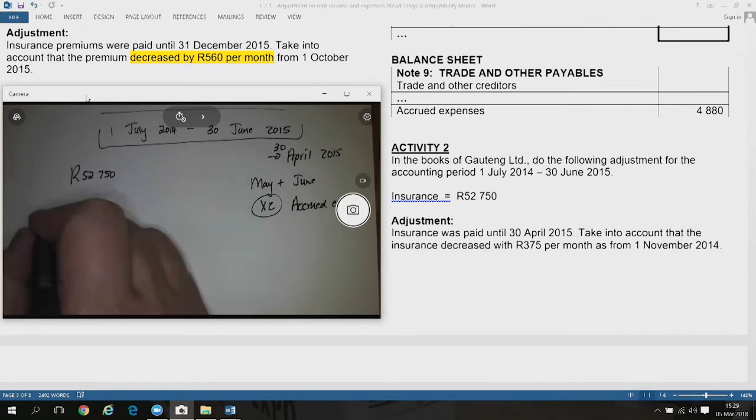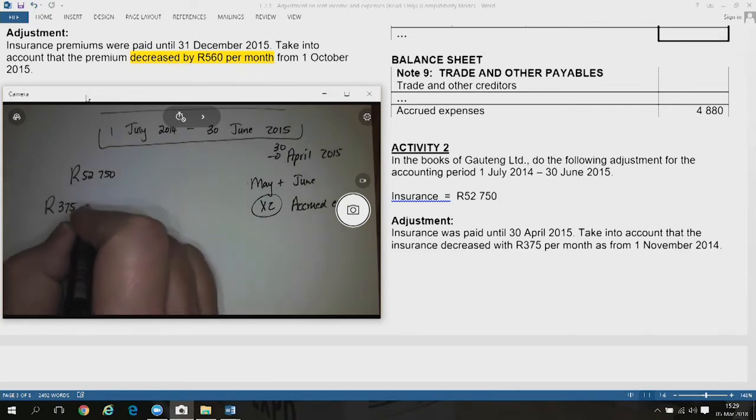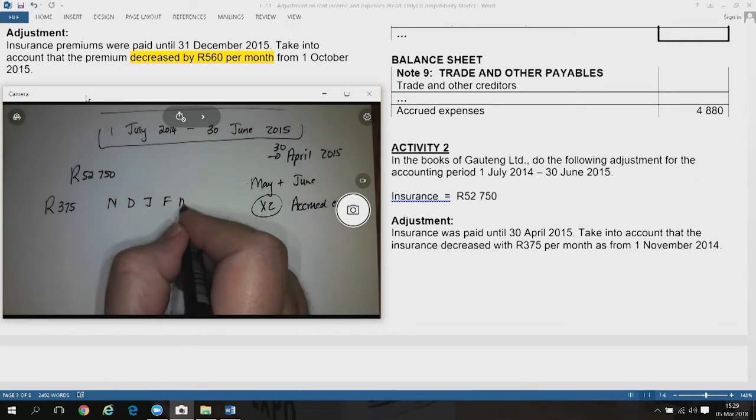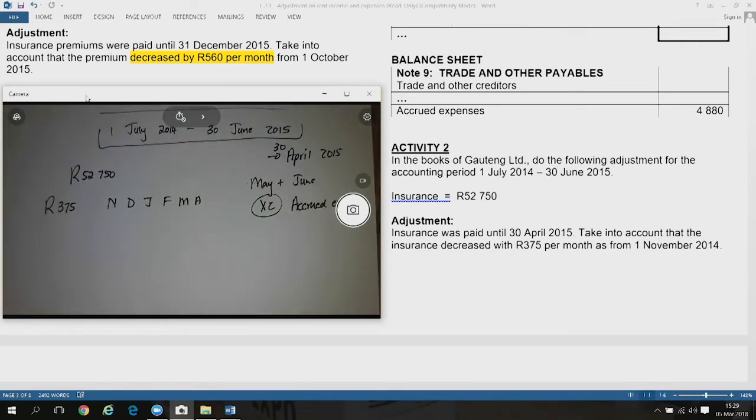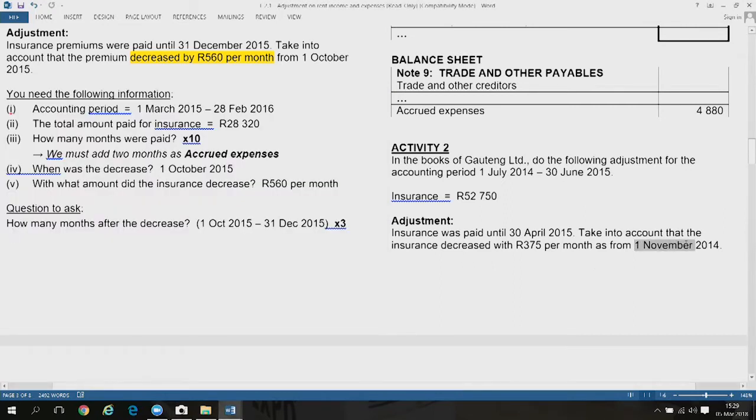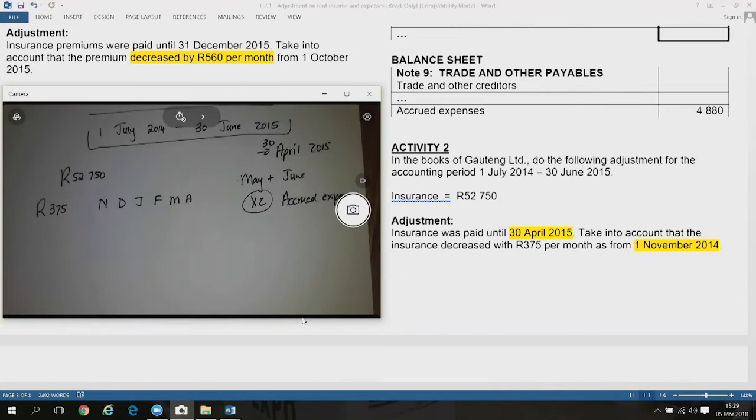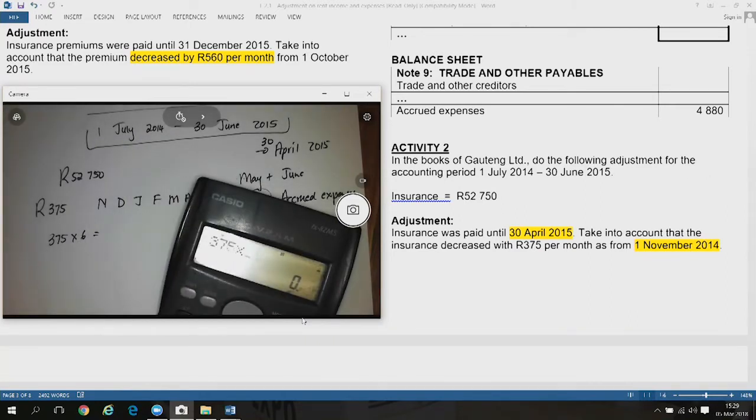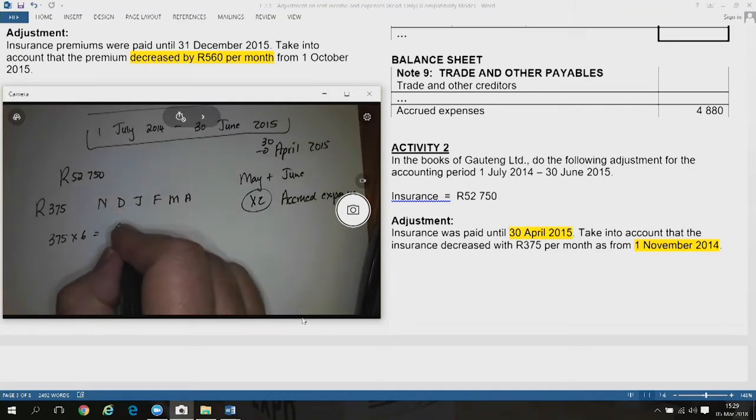The decrease was 375 for how many months? November, December, January, February, March, and April. Remember, from the day that the decrease started until the 30th of April. So you basically work with this date. There is the starting date when it starts decreasing, and there is the other date. So it is for 1, 2, 3, 4, 5, 6. 375 times 6. 375 times 6 gives us 2250.